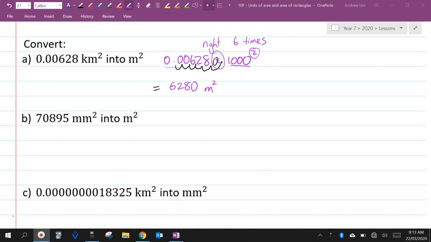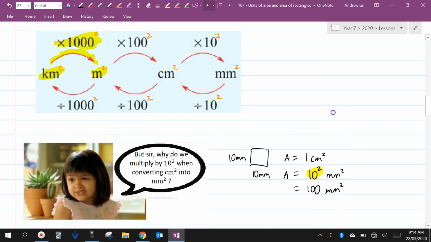Okay, I'm going to do one more example with you, and I want you to try C by yourselves. So, question B, we've got 70,895 square millimeters, and we want to convert that into square meters. So, let's go back to our conversion chart. We want to convert square millimeters into square meters. So we need to follow these arrows, which means we need to take the number divided by 10 squared and divided by 100 squared.